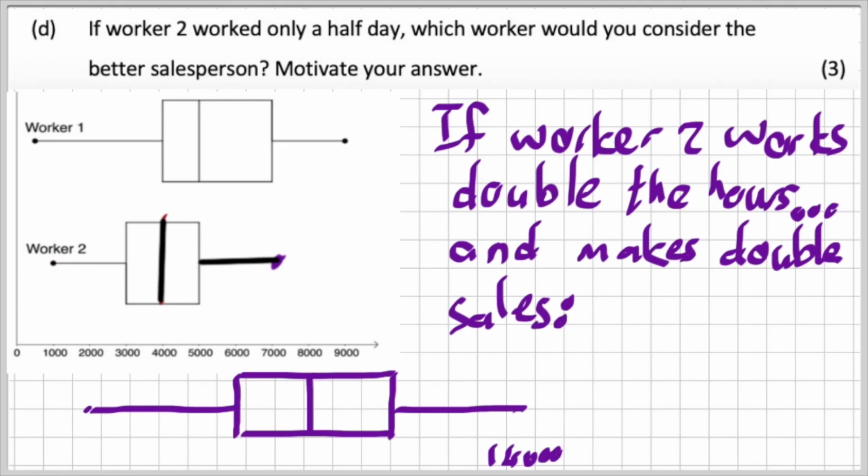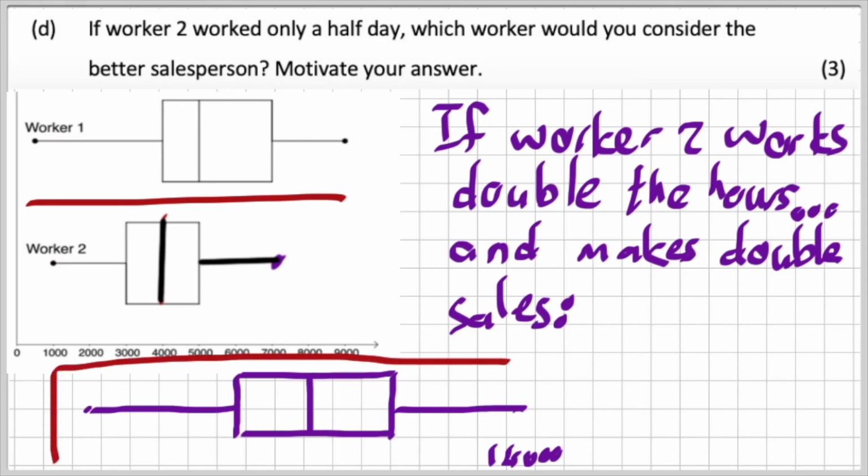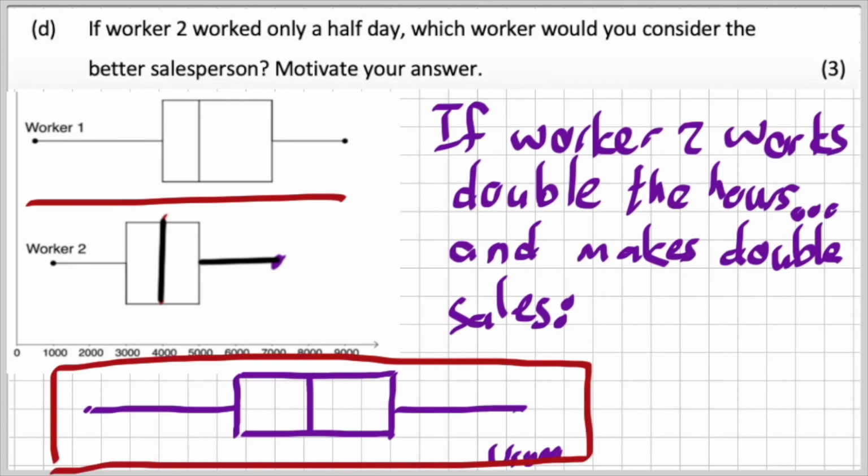But if I just look at comparing now worker 1's box and whisker diagram with worker 2's box and whisker diagram, well, then I can safely, according to my assumption, say that worker 2 would be the best worker. Okay? And that would be my answer.